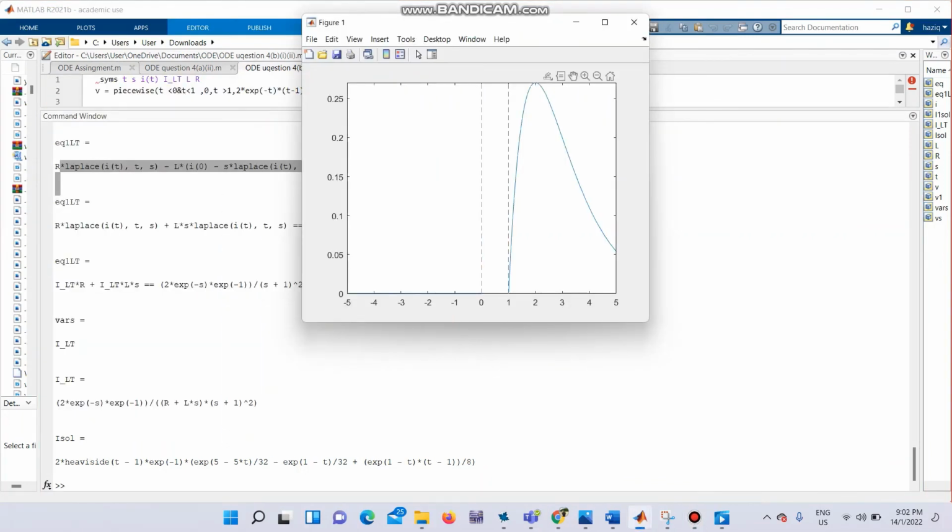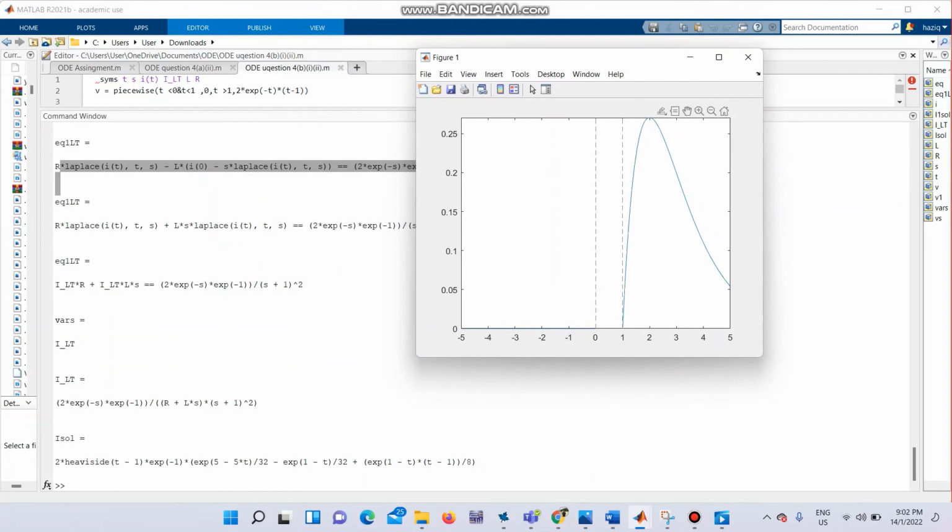And the last one is the graph that we get for question 4b. This is the graph. The time is negative 5 until 5, and the range is 0 until 0.25. This is the graph for the question.